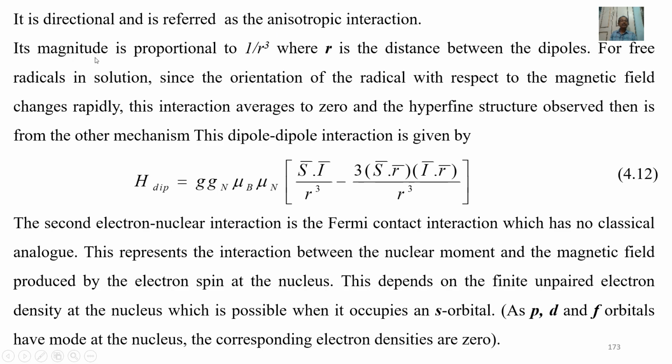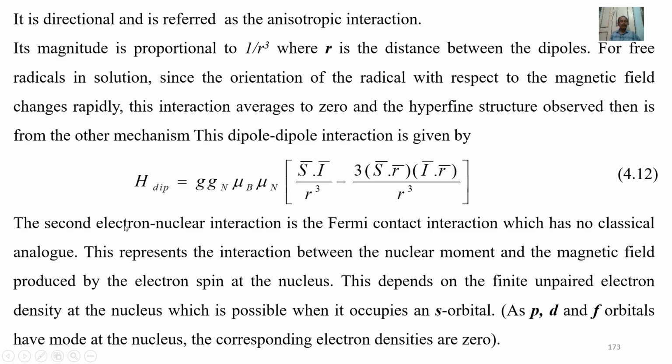Its magnitude is proportional to 1 by r cubed, where r is the distance between the dipoles. For a free radical in solution, since the orientation of the radical with respect to the magnetic field changes rapidly, this interaction averages to zero, and the hyperfine structure observed then is from the other mechanism. This dipole-dipole interaction is given by equation 4.12: gn mu B mu n times S dot I divided by r cubed, minus 3 S dot r I dot r divided by r to the fifth.